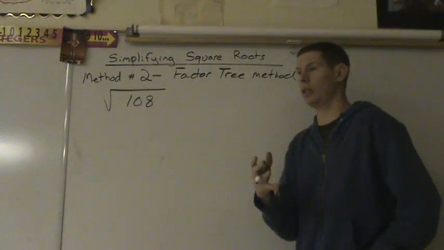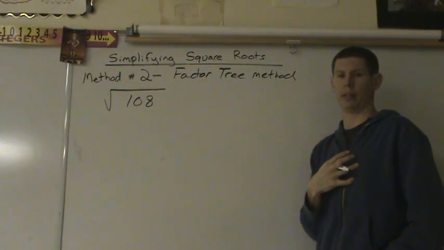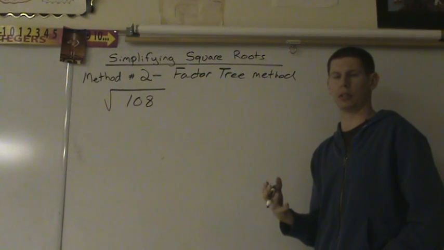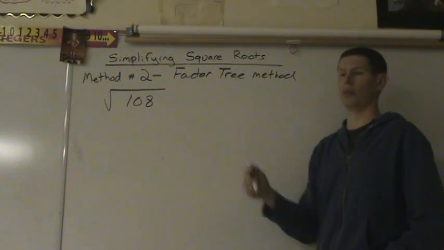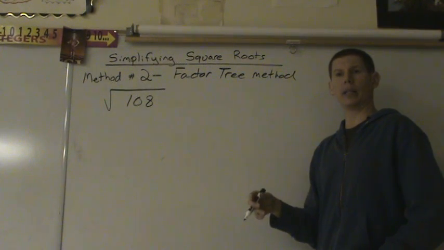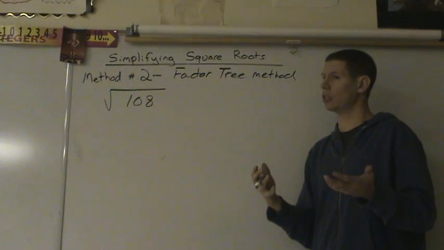The second method we're going to use for simplifying square roots is what I call the factor tree method. Say you don't remember your perfect squares, or you can't quite get the largest perfect square that goes into the number under the radical sign. We can go back to our factor trees, which we learned in middle school. What's a factor tree again?